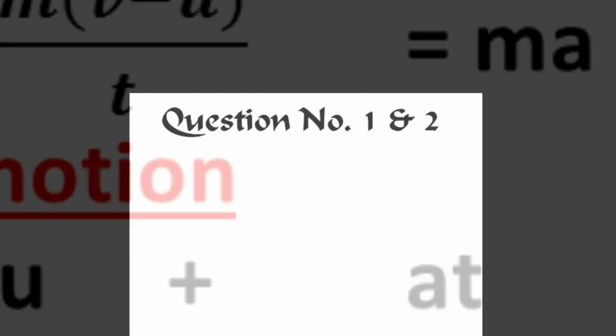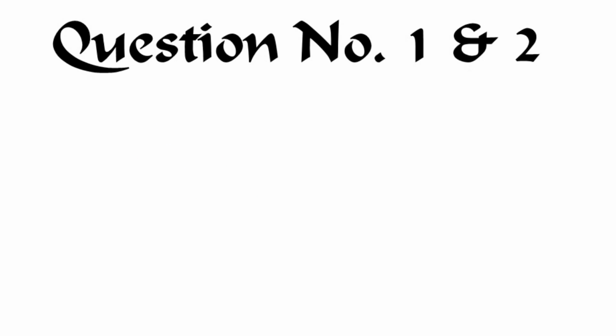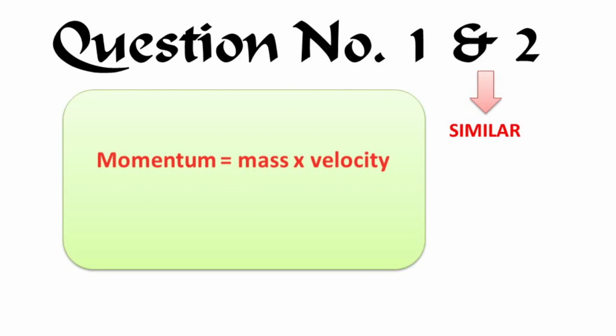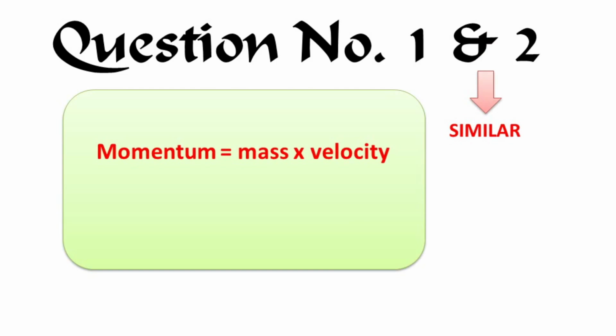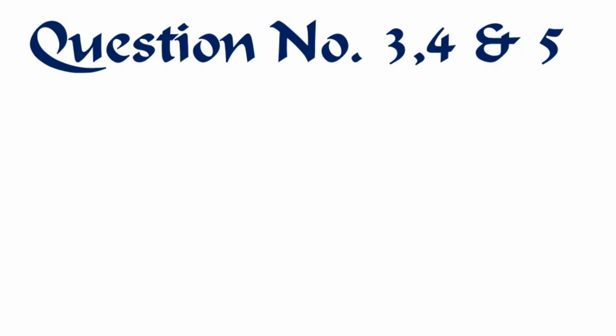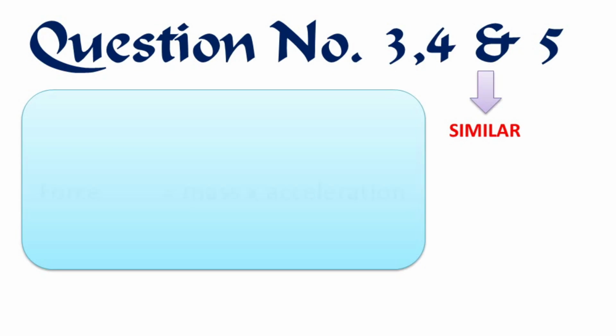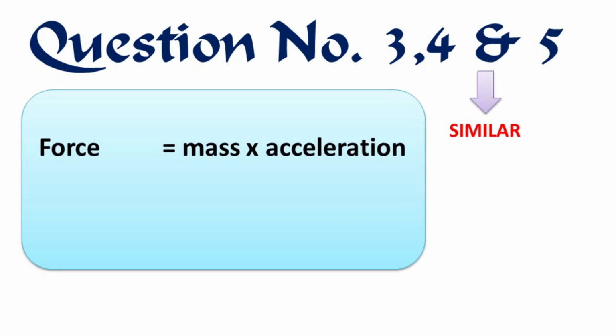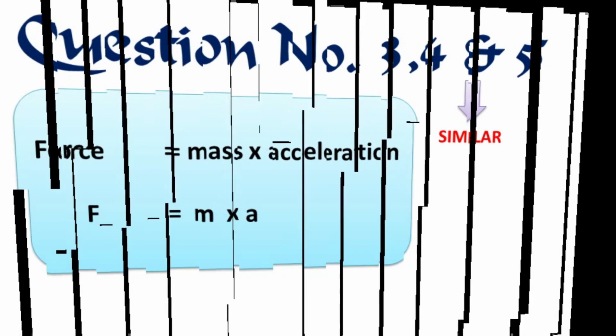Questions number 1 to 5 are very easy. Questions 1 and 2 are similar. We have to use the formula momentum is equal to mass into velocity, p is equal to mv. Questions 3, 4 and 5 are similar. For these questions, use the formula force is equal to mass into acceleration, F is equal to ma. Now questions 6 and 7 are similar. Let us do question number 7.